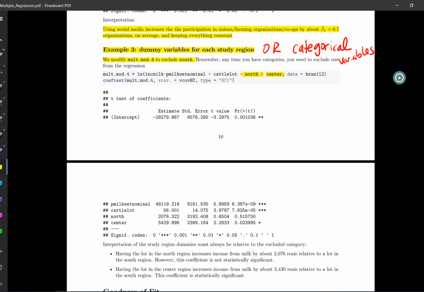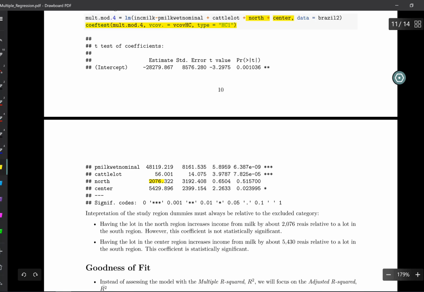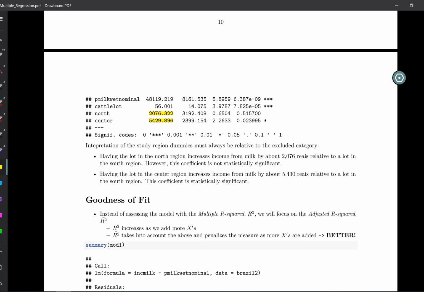I added north and center. I do the coef test, and what I find is two coefficients for north and center, and the interpretation of those coefficients is relative to the southern region, not relative to not being in the north or not being in the center, but it's relative to the category you excluded. So the interpretation of the study region dummies must always be relative to the excluded category.